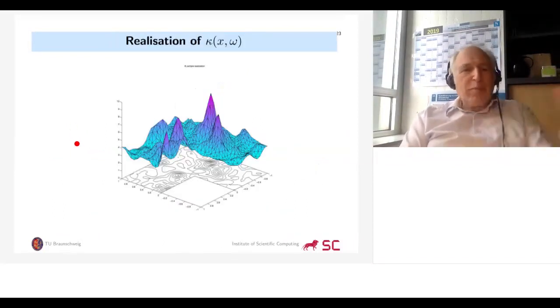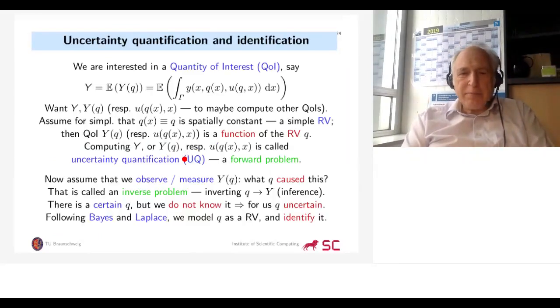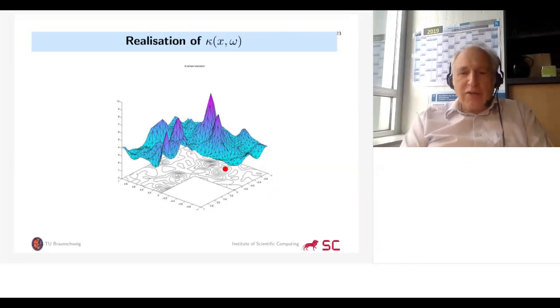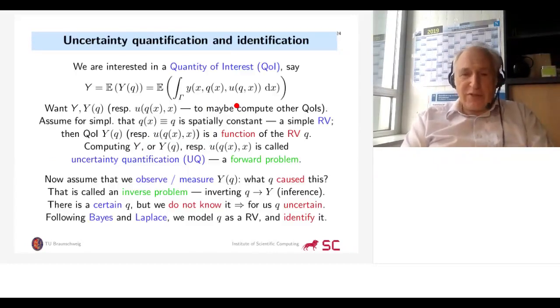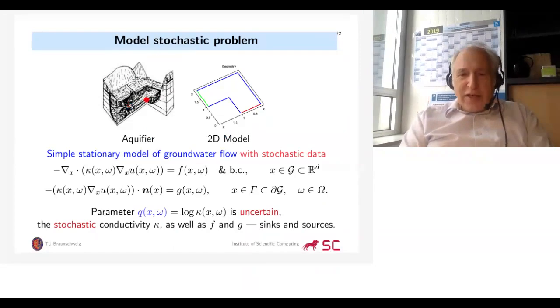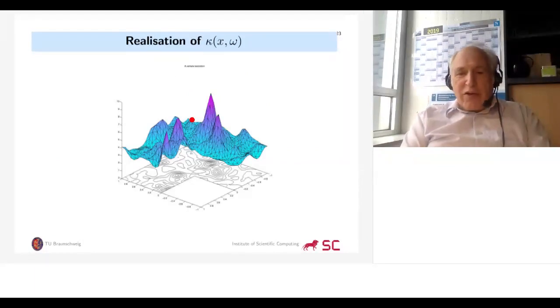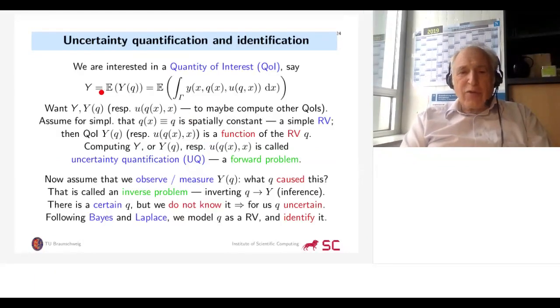Good. So this is one possible realization of such a conductivity field. And what you want to know, with this whole updating business, is to find out what it looks like exactly. So this is what it really looks like, but you don't know it, and you want to find it out. Typically you are interested in some quantity of interest. This could be, for instance, the outflow over this boundary, which is maybe what you can measure. This is what we call a quantity of interest.